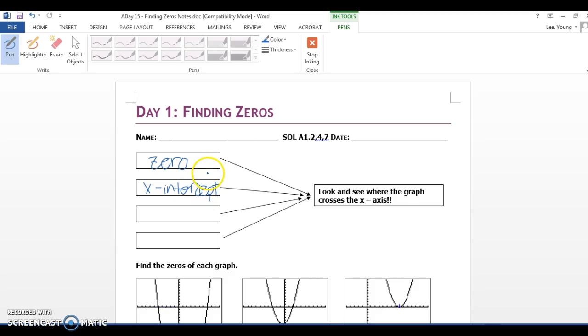What's another word that represents zeros? I'm going to introduce two more words that represent zeros. So 0 is the same as x-intercept, and then it's the same as solution. We also call that roots. Okay? So 0, x-intercept, solution, and root, they represent exactly the same thing. So when you're asked to find 0, x-intercept, solution, and roots, what you need to do is look and see where the graph crosses the x-axis. That's simple, right? So let's take a look at the next question.